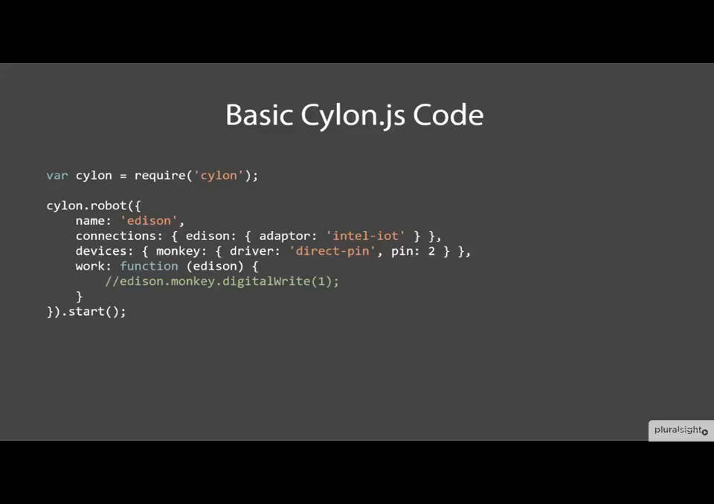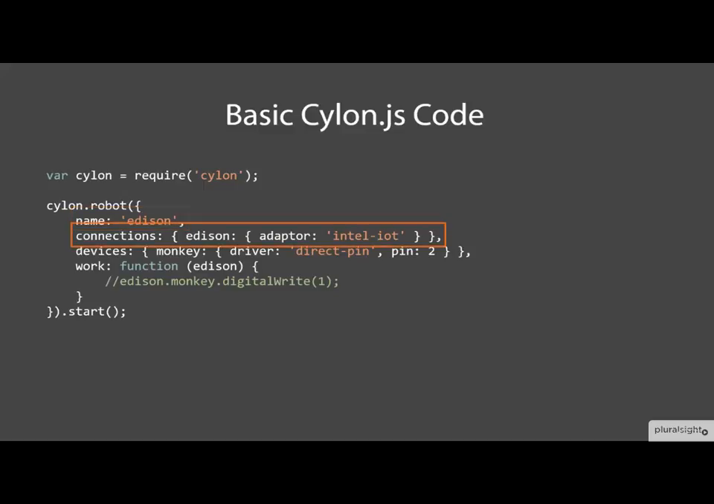Here once again is the basic framework code for writing a Cylon.js app that we looked at in depth together in a previous module. Let's review it quickly so we're sure that we're ready for the Twitter code that's coming next. First, we require the Cylon library. Then we call the robot method to define our robot. I'll call this Edison to be clear that this entity represents the board that we're working with.